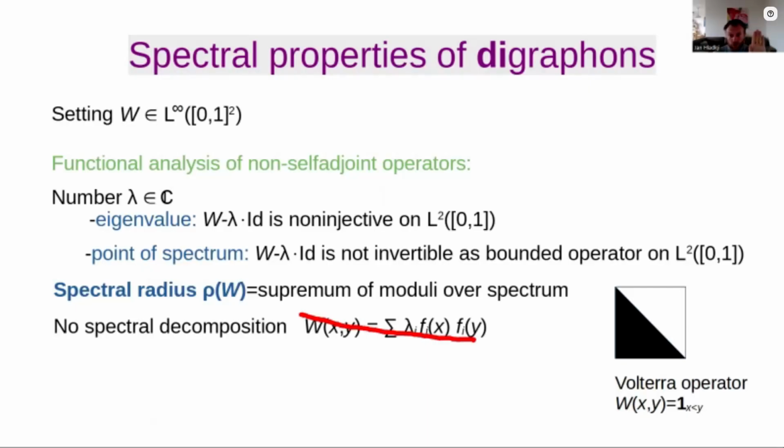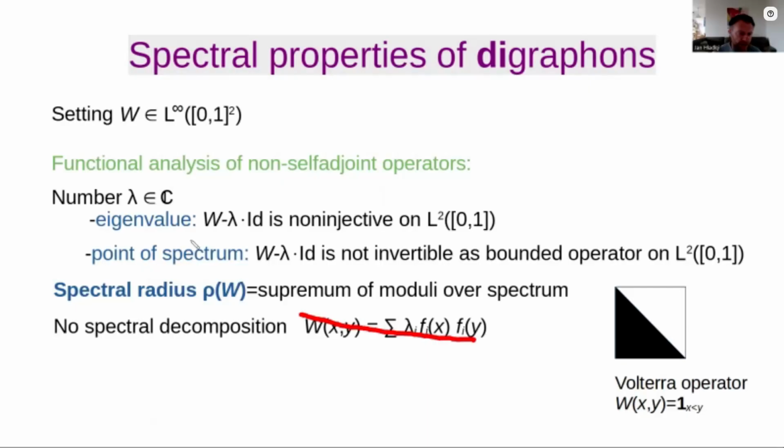When doing finite matrices, and the same integral formula when you want to view the digraphon as an operator. But now we are in the setting of non-self-adjoint operators. So we are in that part of functional analysis, and that part is more difficult. In particular, there is the notion of eigenvalues.